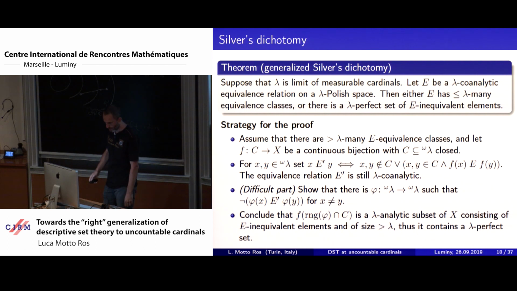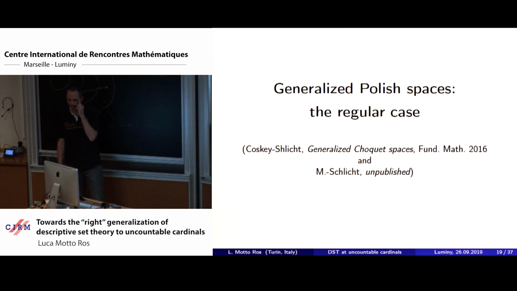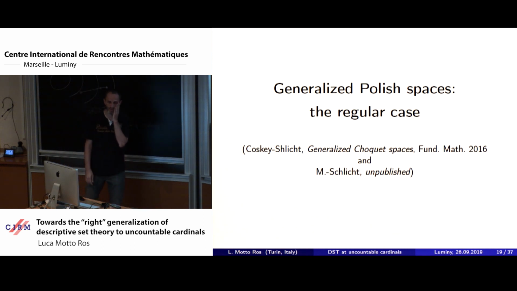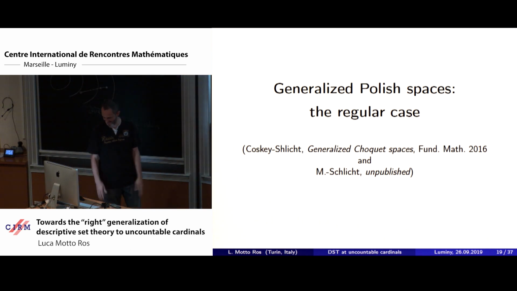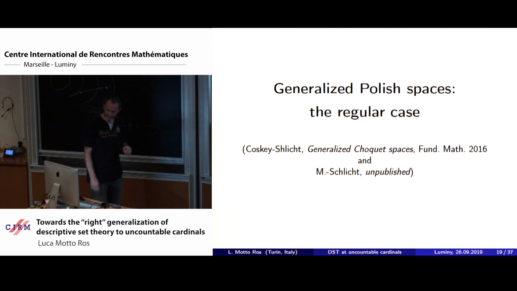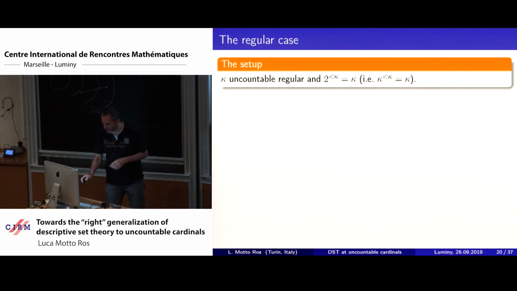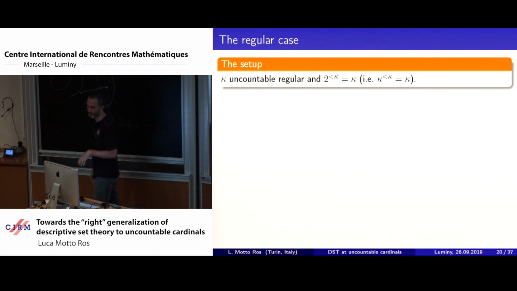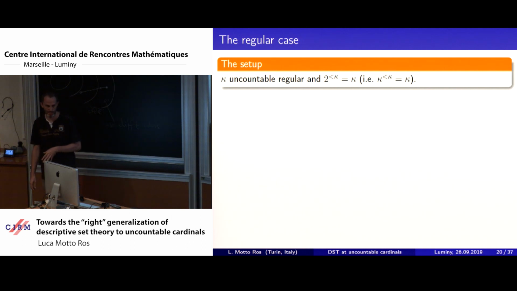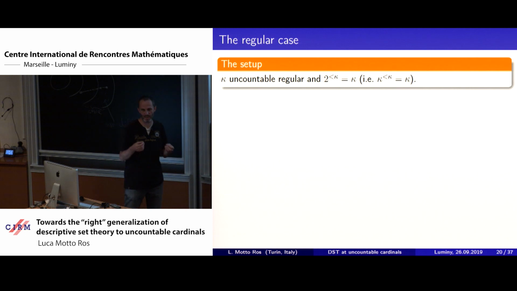Okay, let me now move to the other extreme. We dealt with countable cofinality, now we move to the regular case, that for me is the other extreme, of course. So here there is a paper by Koszmider-Schlicht in Fundamenta from 2017, and then we continued a bit with Philip, some work on this. So here was the setup. Now the cardinal kappa is regular, okay? And we are assuming 2 to the less than kappa equals kappa as always. And this is the usual condition. The conjunction of the two is kappa to the less than kappa equals kappa.